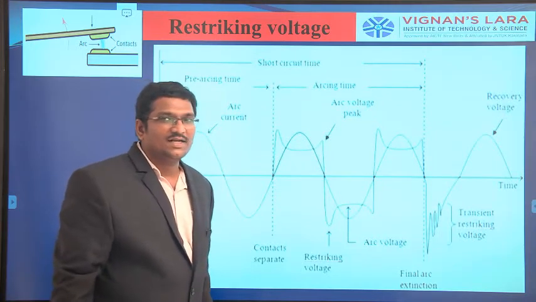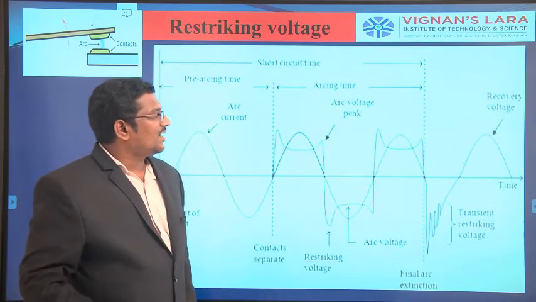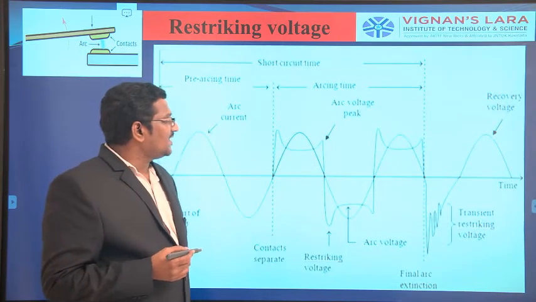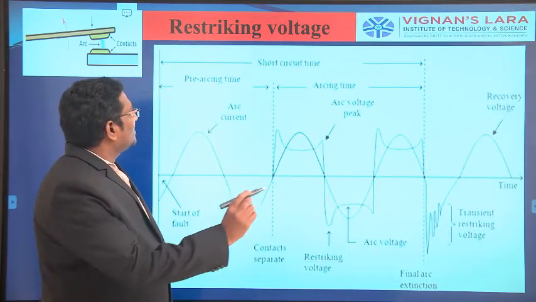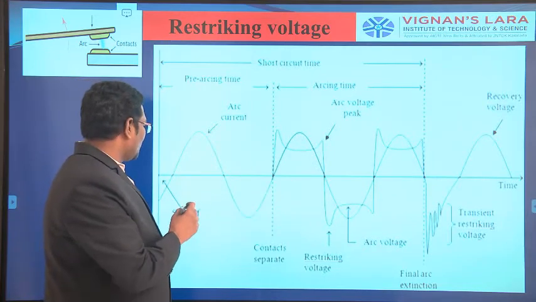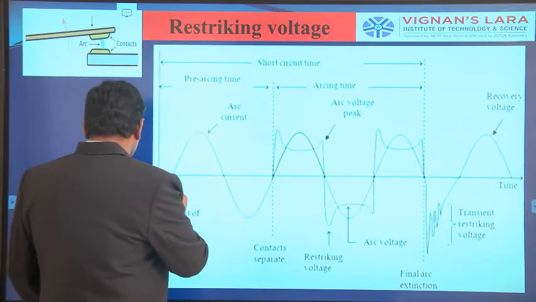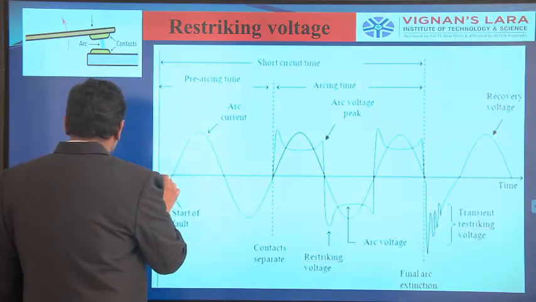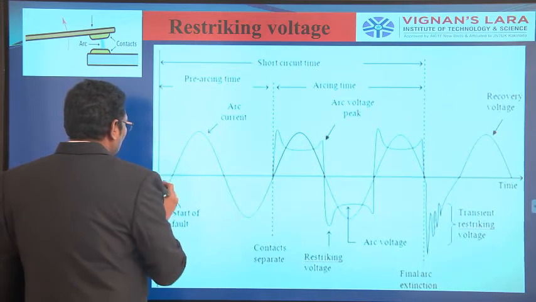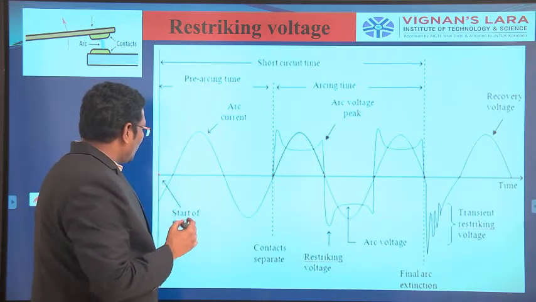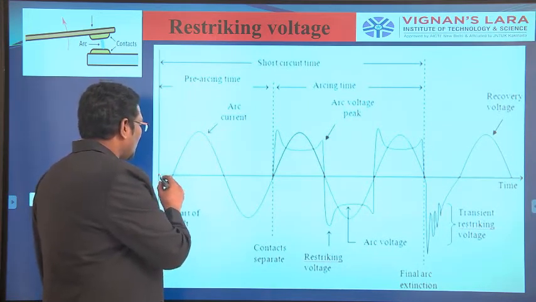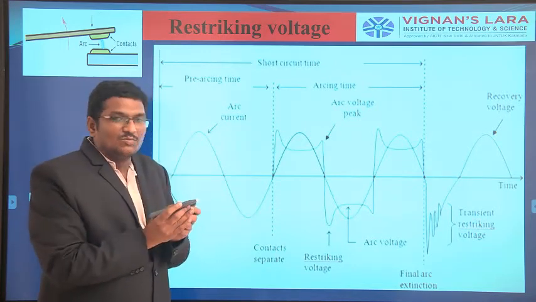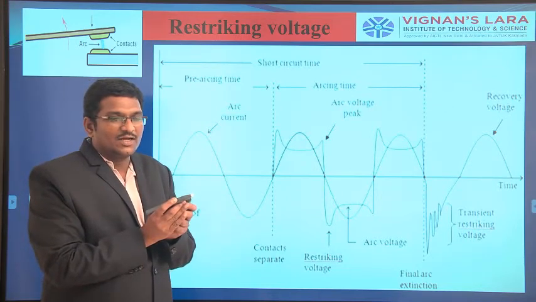In order to understand the restriking voltage, we need the recovery voltage and the arc voltage. So let us consider this diagram. If you see this diagram, this is the fault point, where the fault occurs. Before the fault, you know that the circuit breaker contacts are in the closed position.